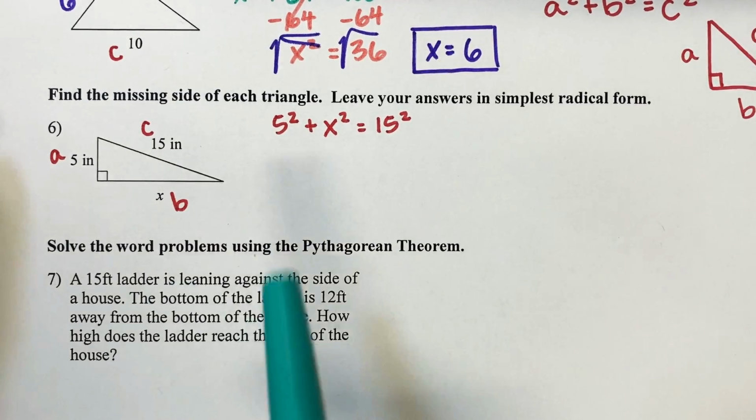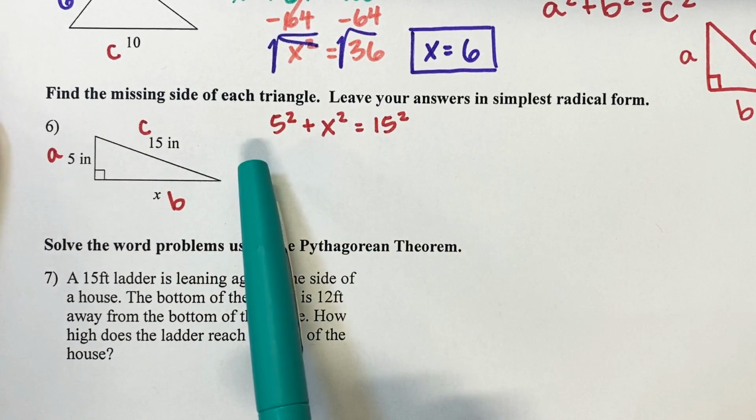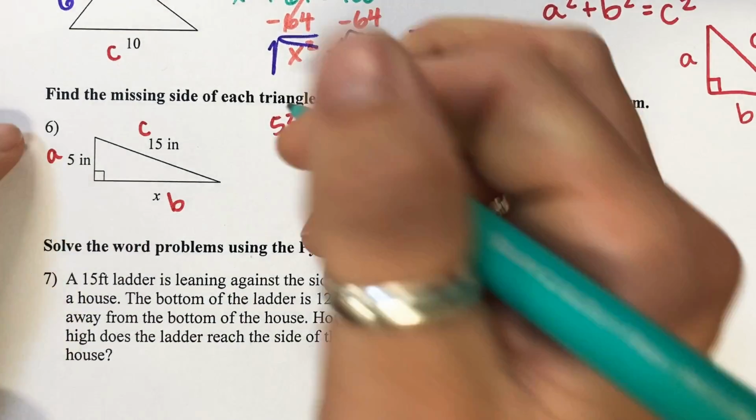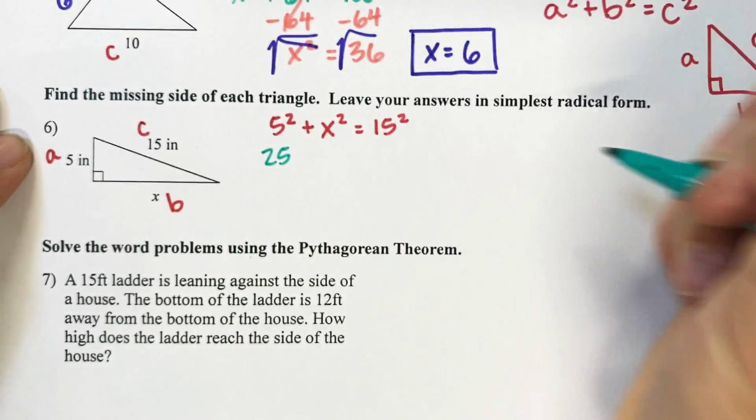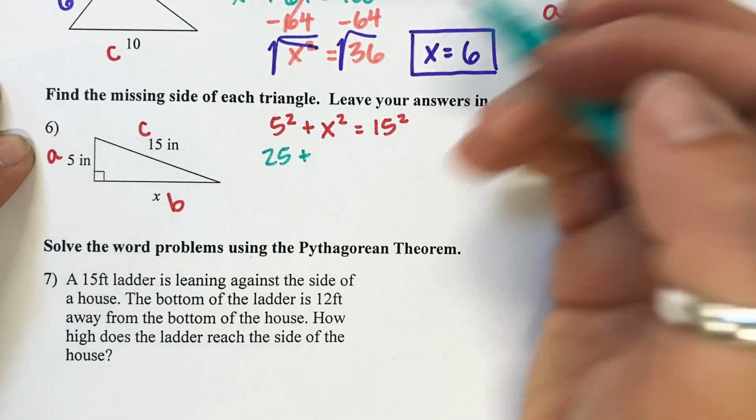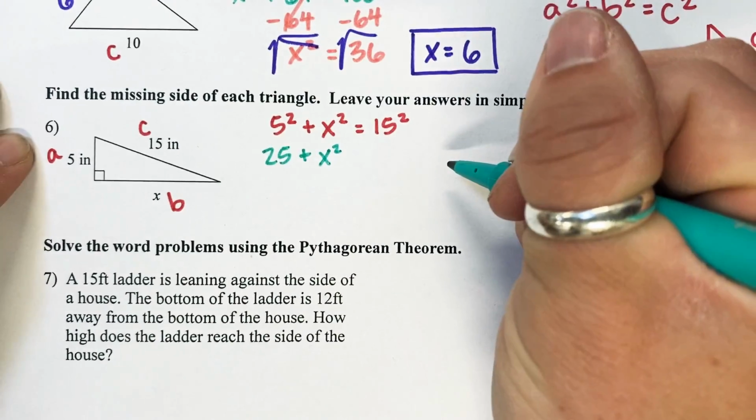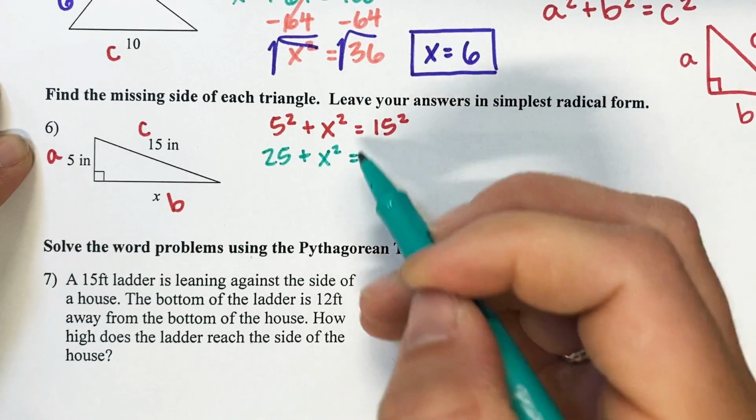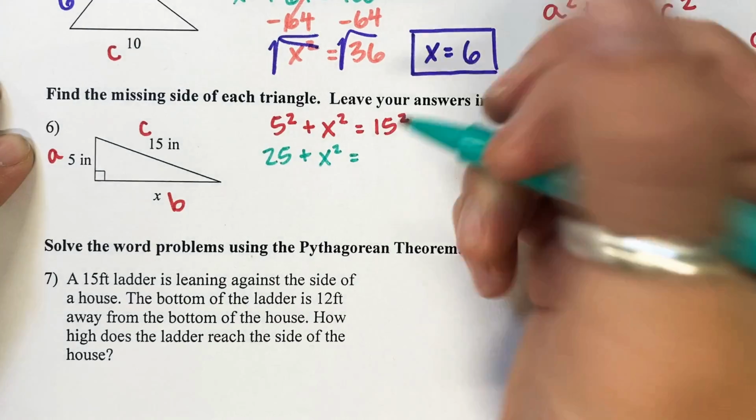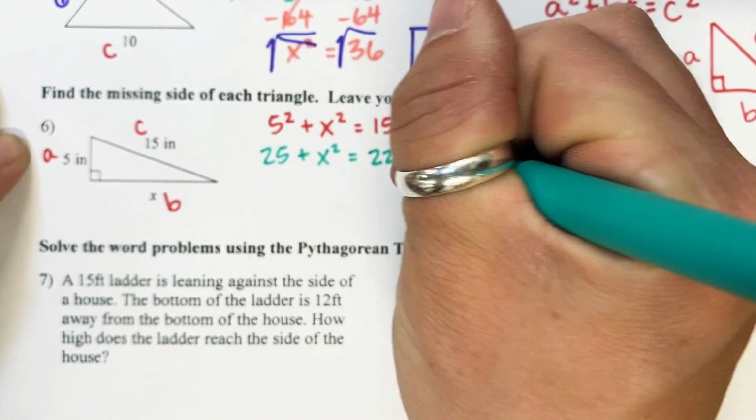All right, let's do some simplifying before we can solve for X. Okay, so we have 5 squared. What's 5 times 5? We get 25. Okay, X squared we can't simplify because we don't know what X is, so that has to stay X squared, equals 15 squared. 15 times 15 gives me 225.